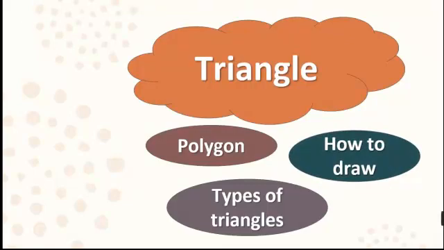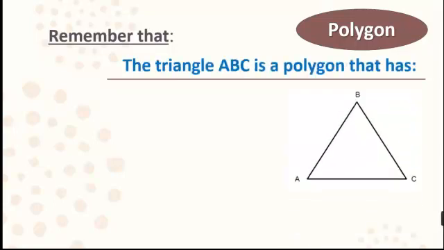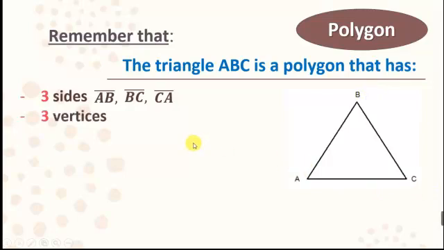Let's start together. First, I will start with the triangle as a polygon. I know that the triangle is a polygon that has, if I have this triangle ABC, three sides. What are these sides? AB, excellent. BC, and CA. So I have three sides: AB, BC, and CA. I have three vertices. What are they? A, B, and C. And I have also three angles. The number of sides equals the number of vertices equals the number of angles. So I have three sides, three vertices, and three angles.